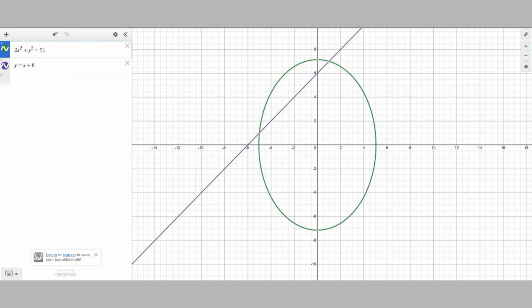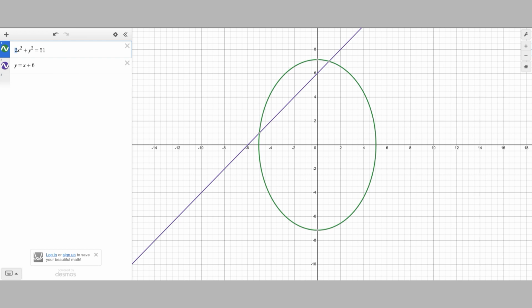It's not a circle because the x squared term is multiplied by 2 there, which squashes it slightly in the x direction. Now the purple straight line is y equals x plus 6. Simple diagonal line with a gradient of 1 and a y-intercept of 6 there. It's climbing up from left to right, crossing the y-axis at 0, 6. So what we are looking for is where the line and the ellipse intersect. And those intersection points represent the solutions to our simultaneous equations.